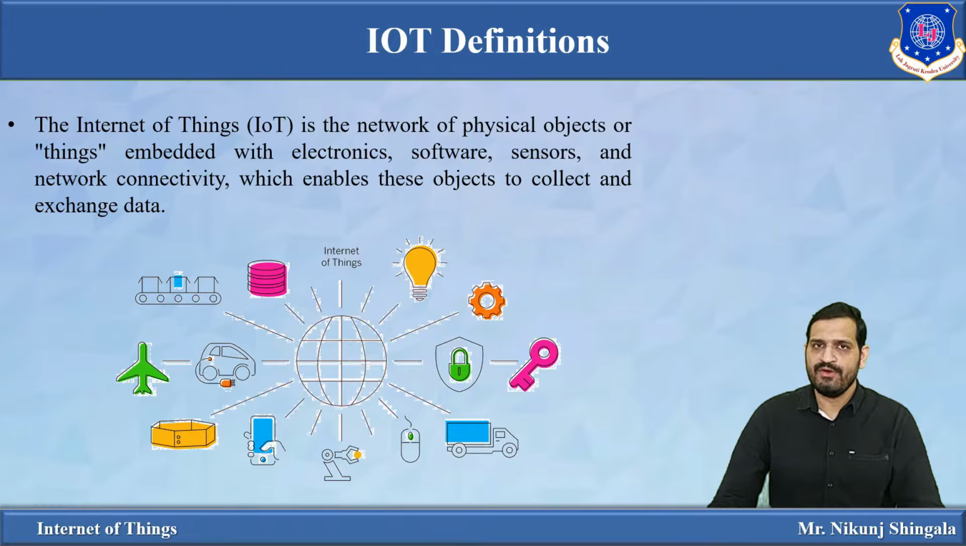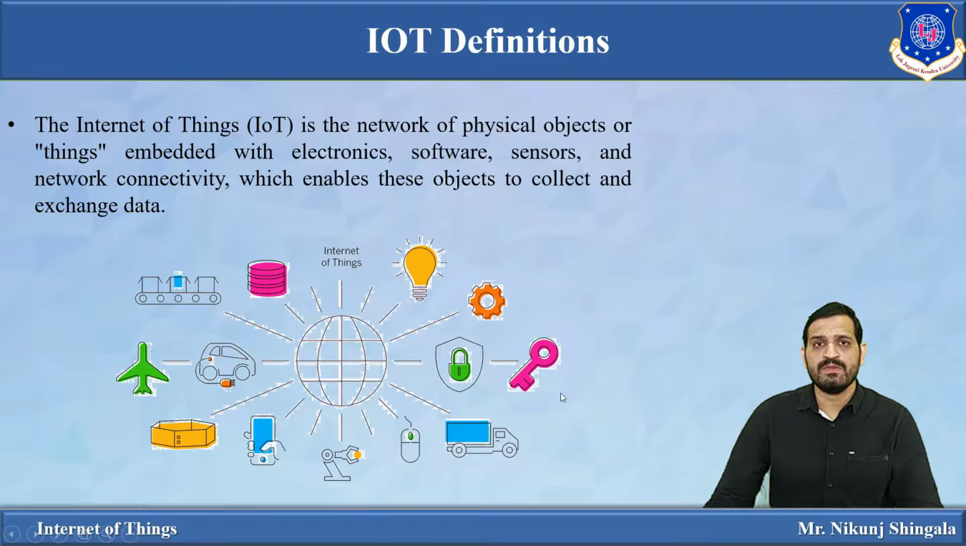So let us start with the IoT definitions. You will find many definitions on Google. I have covered a few of them. What is IoT? Internet of Things is a network of different devices and people which are connected to the network. It is a network of physical objects or things. Things are objects embedded with electronics, software, sensors and network connectivity, which enables them to collect data and exchange data over the network.